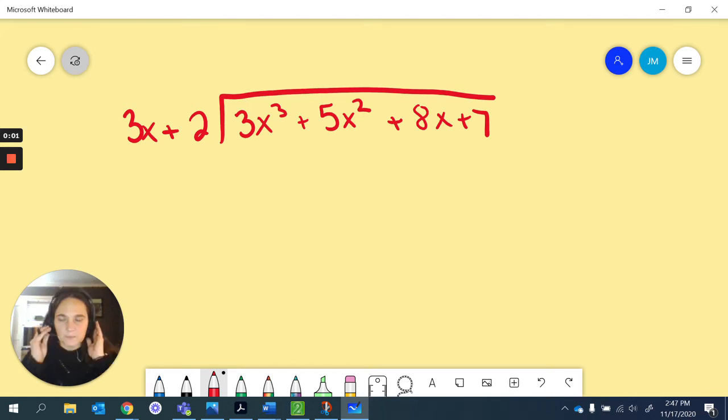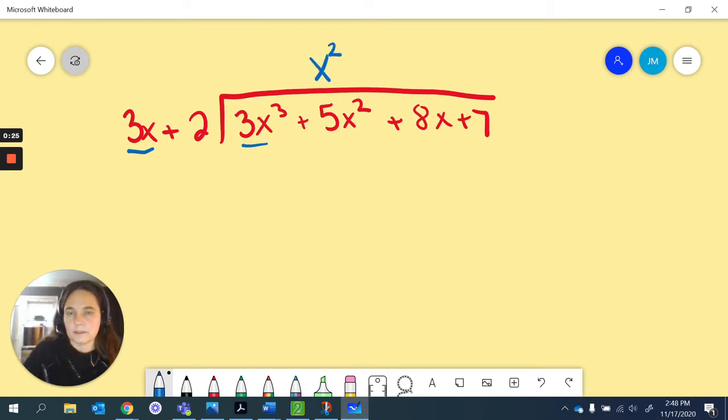Okay, today we are doing long division. I made a video so that you guys can press pause and go back and look over it again and again. You start by taking the first term here, 3x, and asking, what would I multiply 3x by to get 3x cubed? And that is x squared.